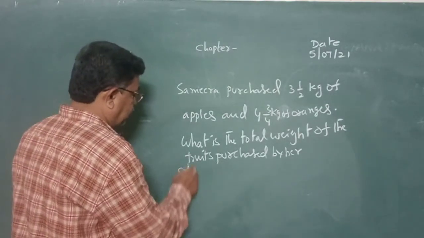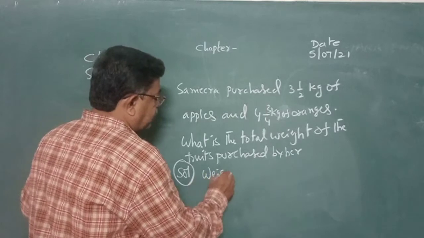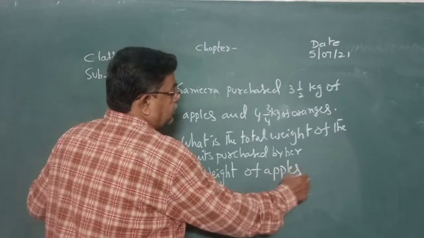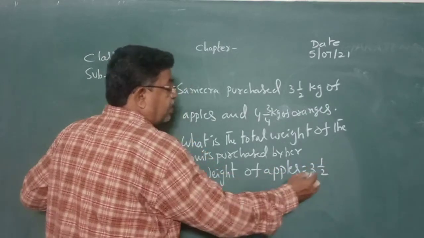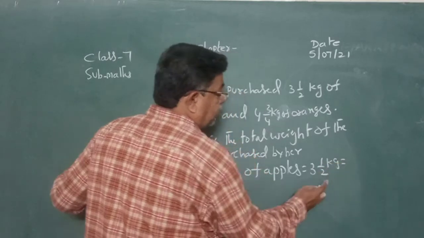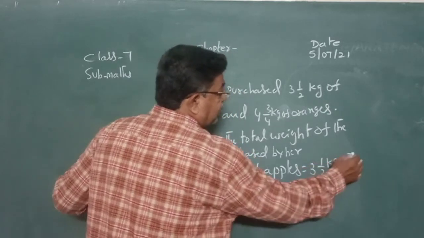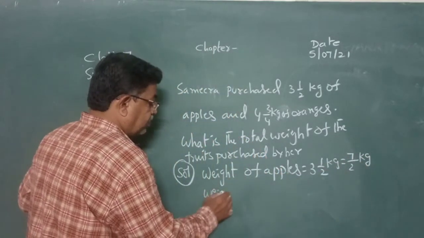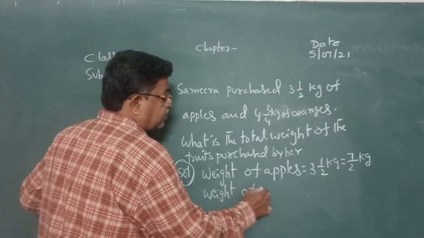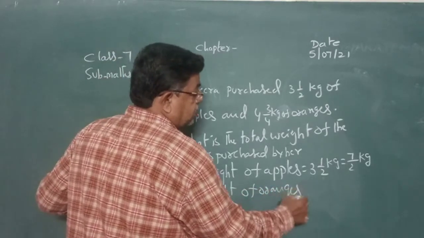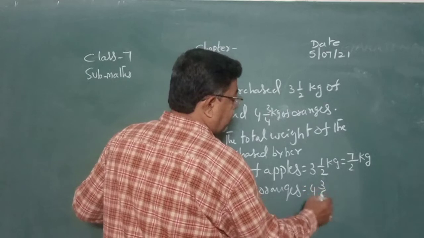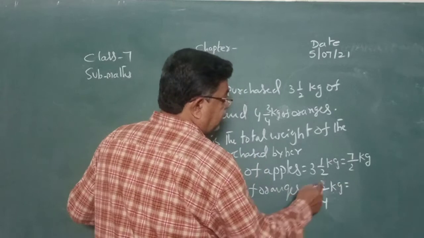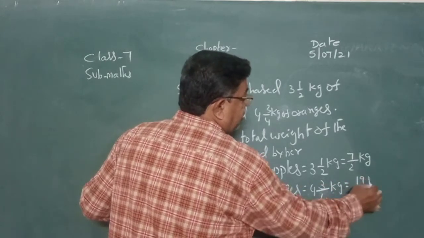We start the solution. Weight of apples is equal to 3.5 kgs. 3.5 is a mixed fraction. Convert that into improper. 2 3s are 6, 6 plus 1, 7/2 kgs. Weight of oranges is equal to 3/4 kg. Again 4 4s are 16, 16 plus 3, 19/4 kg.